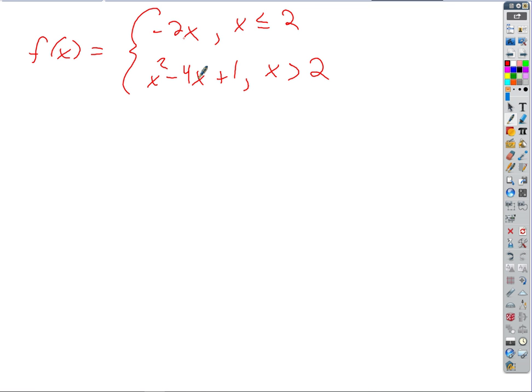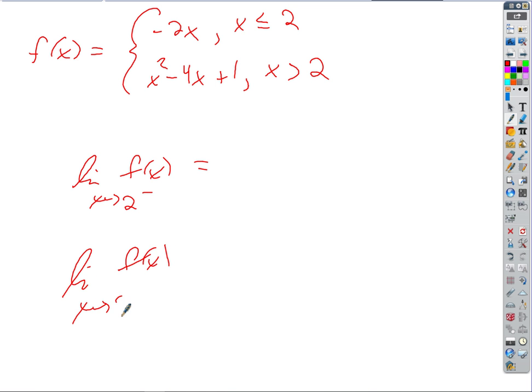How do I know what value the function is approaching when we inch towards 2 from the smaller values? One-sided limits, right? So we could take the limit of f of x as x approaches 2 from the left, and the limit of f of x as x approaches 2 from the right.